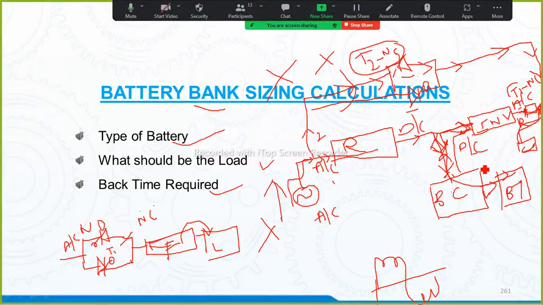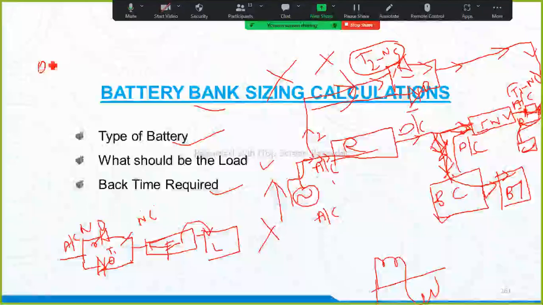So when main is off, the battery which has been charged will start discharging the power to the load. So in that we have a small relay coil in our UPS. That relay coil will sense the power failure and it will make the T1 from NO to NC. When it makes T1 from NO to NC, the path is closed. Then the battery which has been charged will start discharging the power to the load with the help of the circuit. This is called an offline UPS.